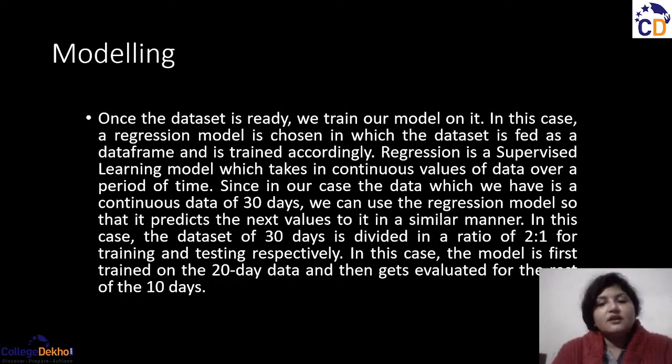In this training and testing data, in this case the data of 30 days is divided in a ratio of 2:1 for training and testing respectively. In this case the model is first trained on the 20 days data and then gets evaluated for the rest 10 days. So what we do actually is we divide the data set in an 80 to 20 ratio. Why? 80% is required for training the model and 20% data is used for evaluating the model, for testing the model. This is basically why we are doing so.